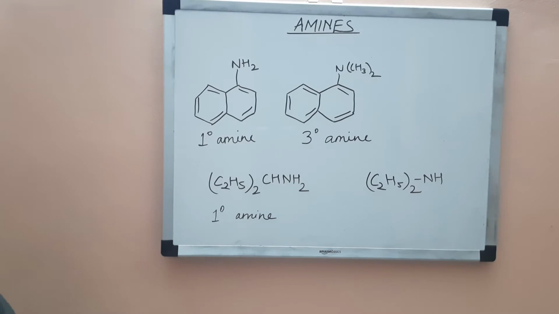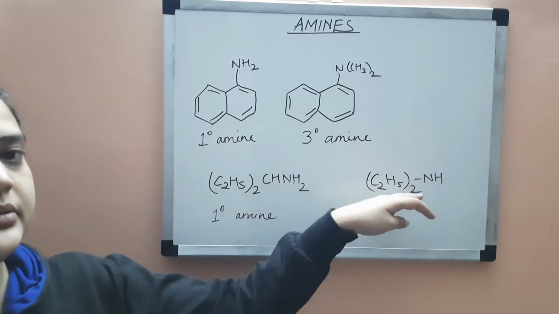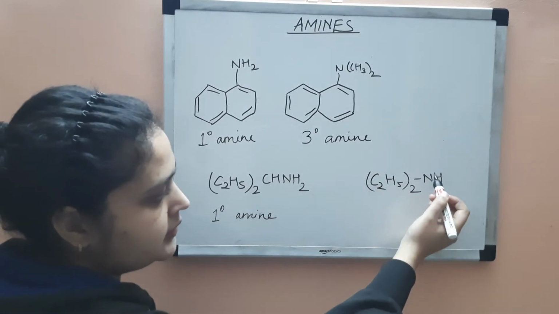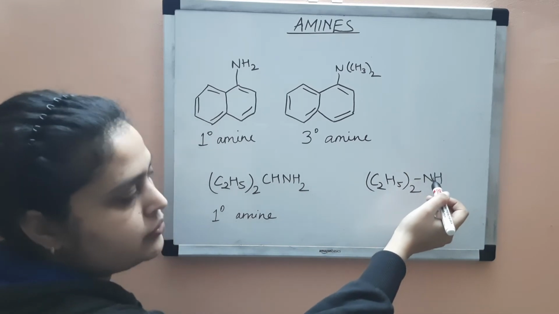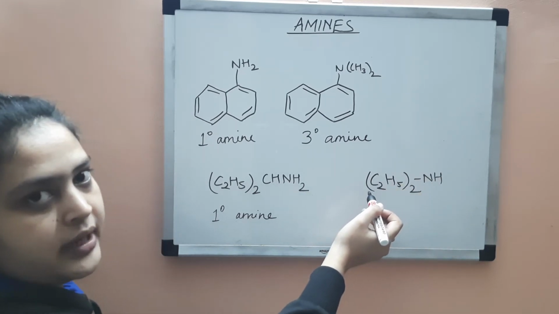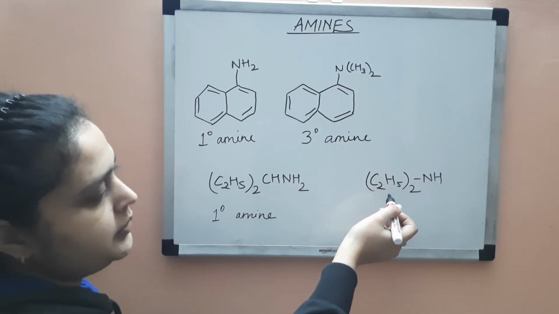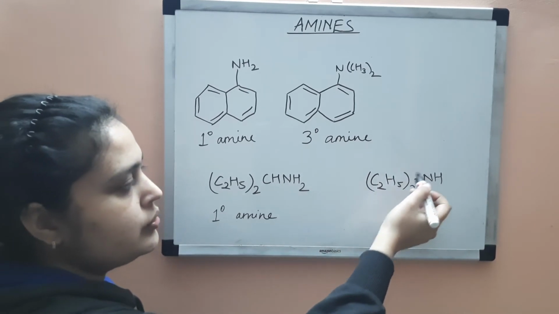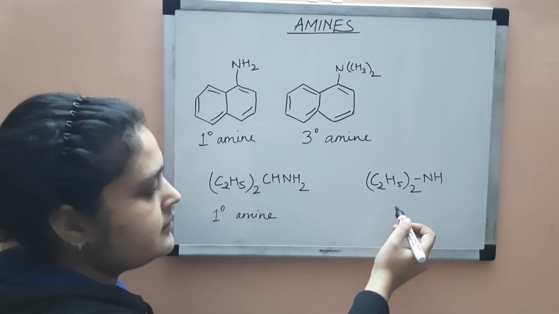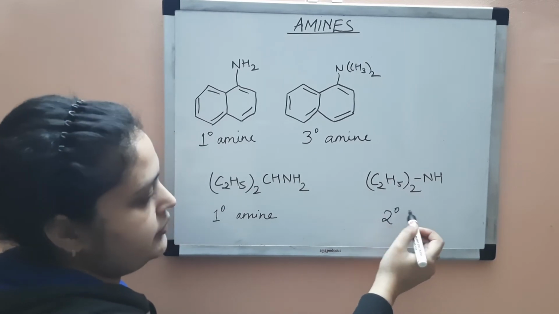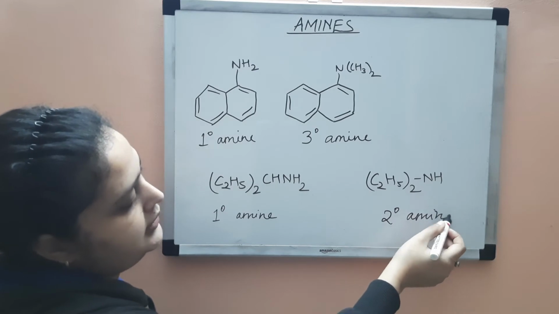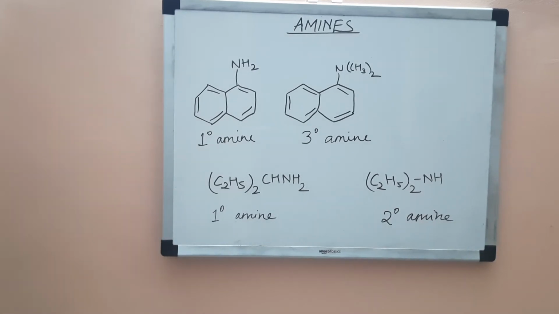And in this compound, two hydrogen atoms have been replaced by the alkyl group. This nitrogen atom is attached to only one hydrogen and two of its hydrogen atoms are replaced by the alkyl group, that is C2H5. So when two hydrogen atoms are replaced, it is a secondary amine. In this way we can classify amines as primary, secondary or tertiary. Now we will move on to the nomenclature of amines.